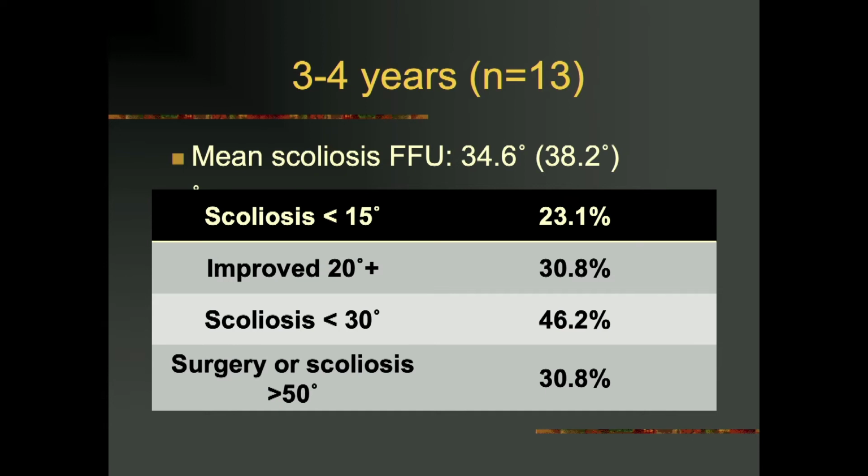However, it's really, really hard to predict which of those kids is going to have a response to casting. There was one child who was older than 4 at the start of casting. He was 6. He had a 60-degree curve in Salt Lake, and somewhat miraculously, he was cured.